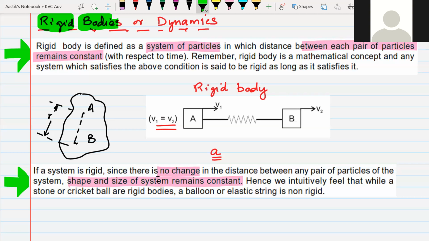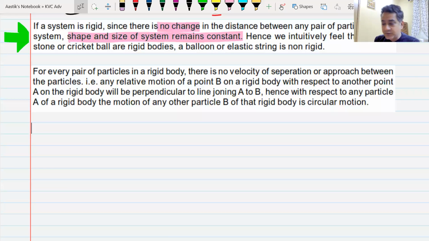Now, a very important thing that you must understand. We had seen relative velocity some days back, 10 or 15 days back, and relative angular velocity. Now remember, between any two pair of particles, there is no change in distance. The distance must not change.